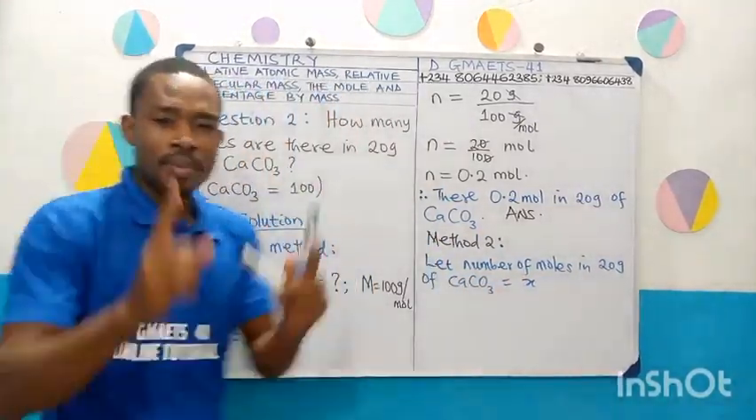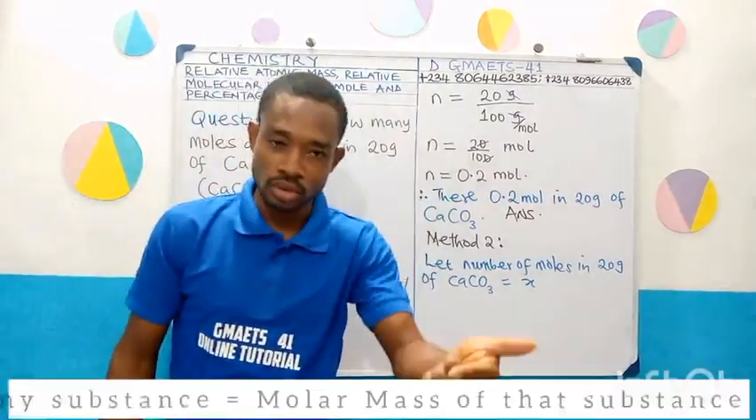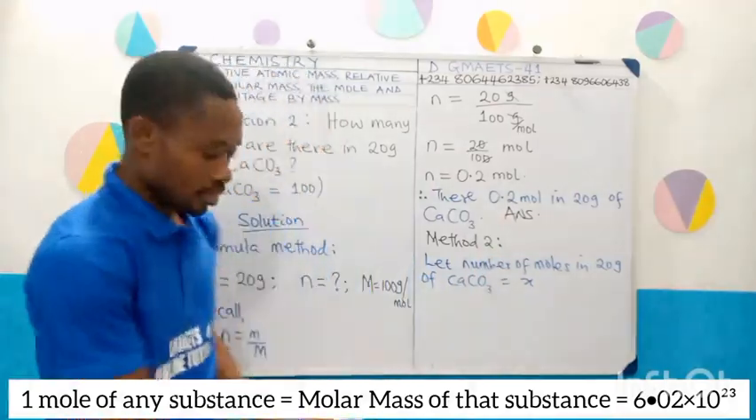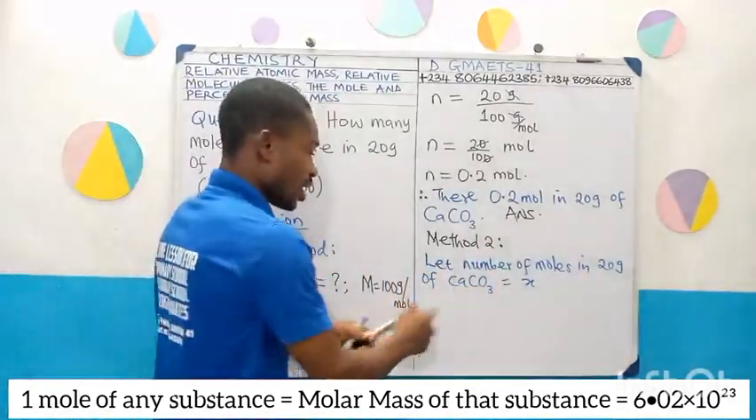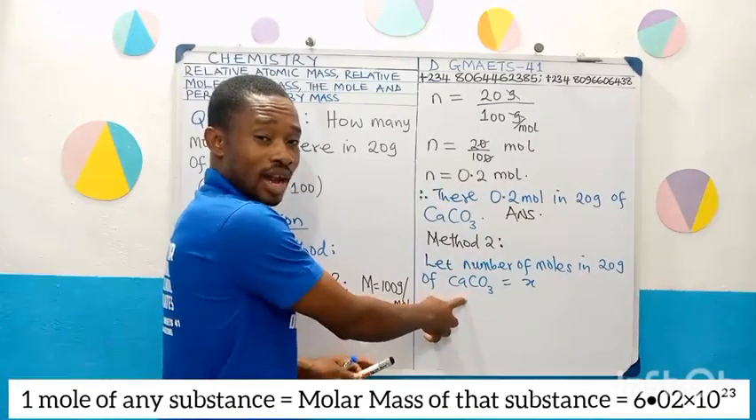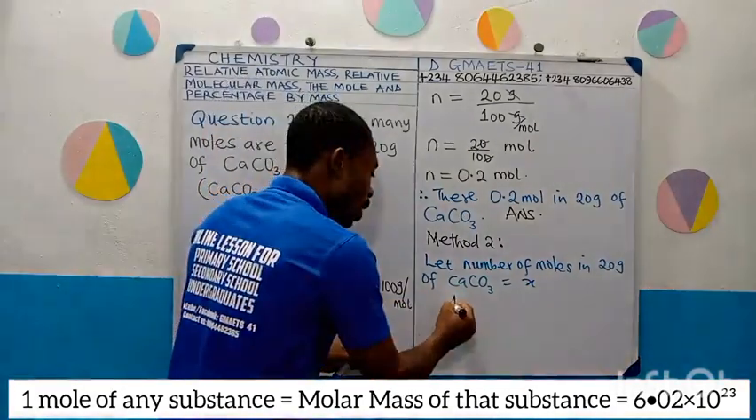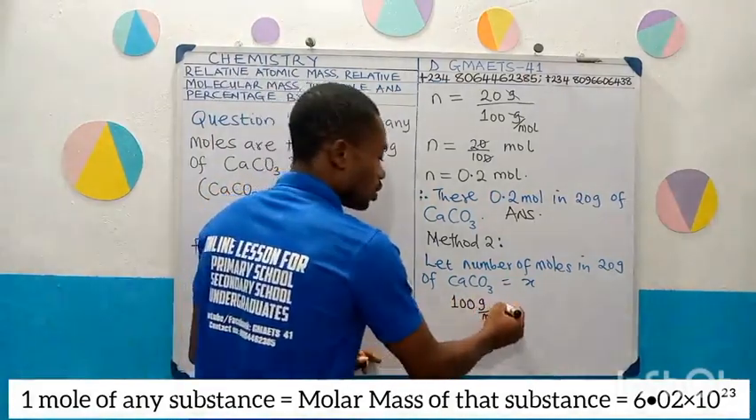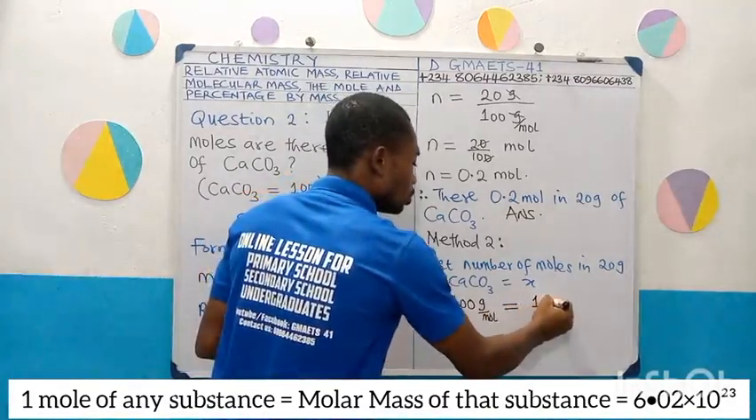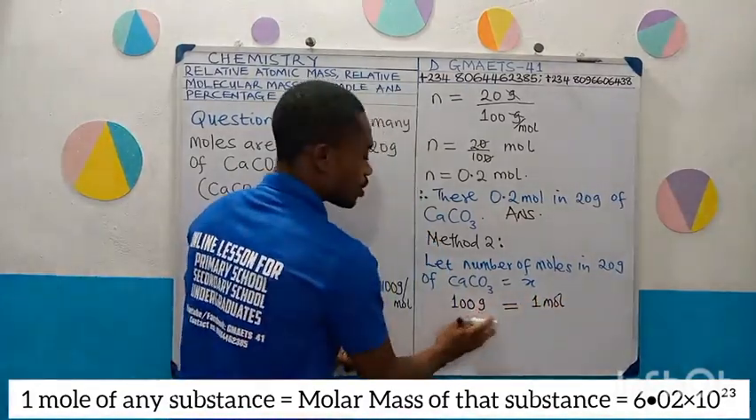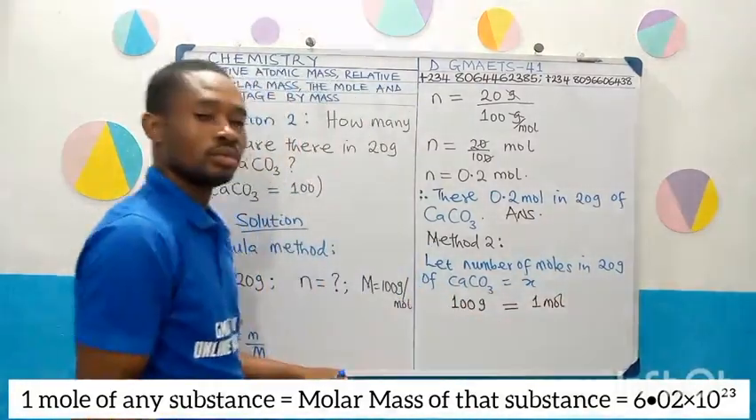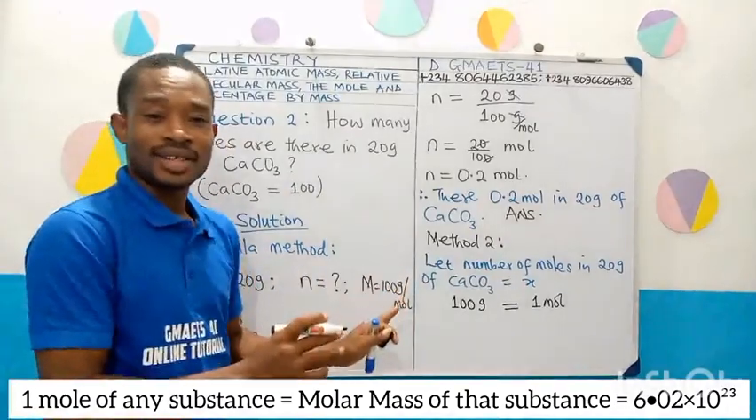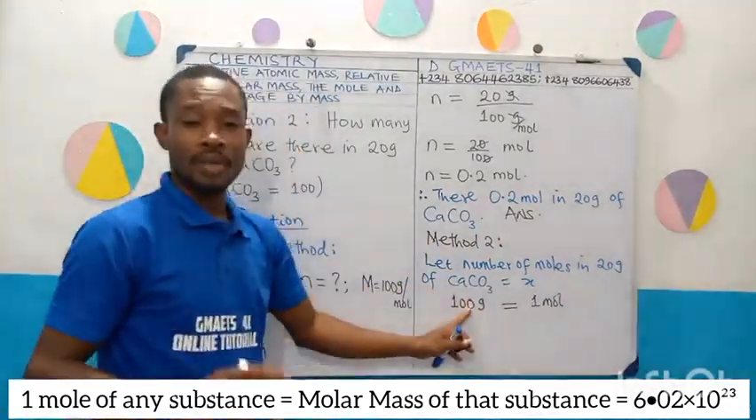I don't know that. But by standard, we know that every 1 mole will contain the molar mass of that substance. So I will write out the standard. Molar mass of calcium trioxocarbonate 4 is 100. So 100 grams per mole of calcium trioxocarbonate 4 is equal to 1 mole, or simply 100 grams is equal to 1 mole. That is the standard. 1 mole of any substance will contain the molar mass of that substance.